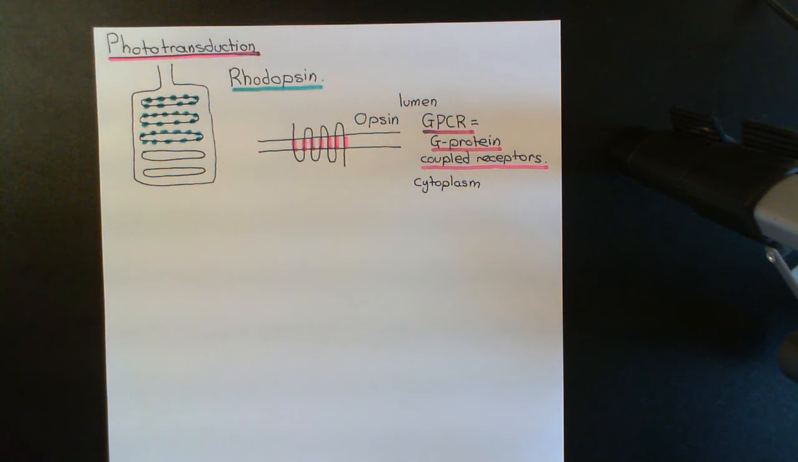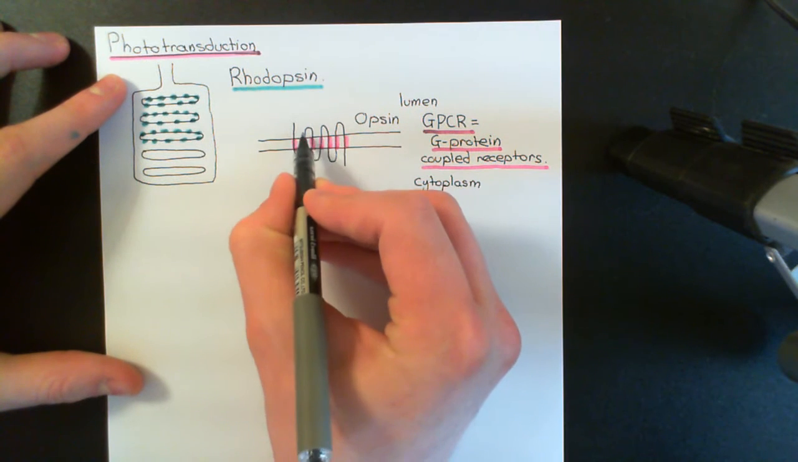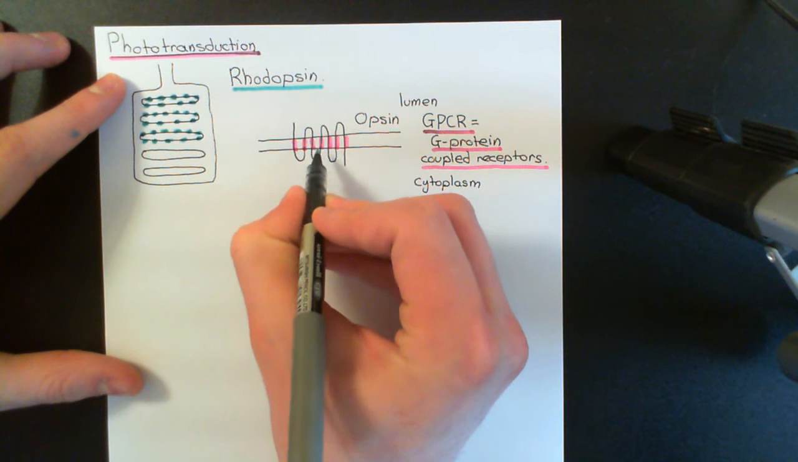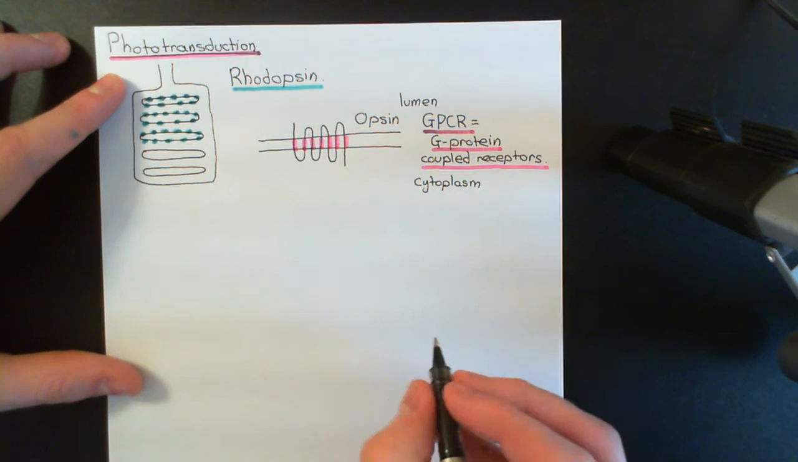Okay, right, so there's opsin. The other component of rhodopsin is a small molecule which binds to this. So this is a protein, this is a polypeptide, this is what this line is representing. It's representing a polymer of amino acids that is spanning the phospholipid membrane in this way.